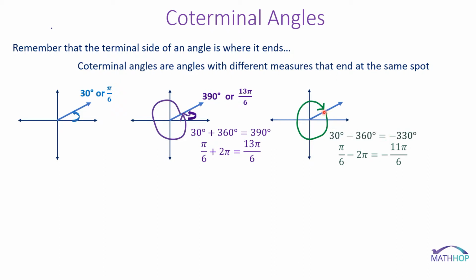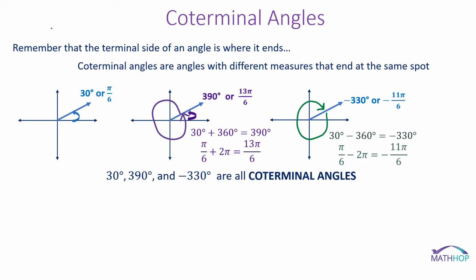Again, if we call this pi over 6, we subtract 2 pi from it. We then get negative 11 pi over 6. So this shows us that 30 degrees, 390 degrees, and negative 330 degrees are all coterminal angles. And it makes sense. I just got 390 by adding a full rotation from 30 degrees. And I got negative 330 degrees by going a full rotation in the negative direction from 30 degrees. We also learned that pi over 6, 13 pi over 6, and negative 11 pi over 6 are all coterminal angles. They're just measured in radians. And it makes sense for the exact same way.